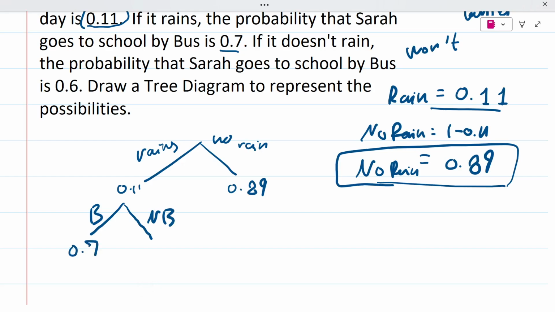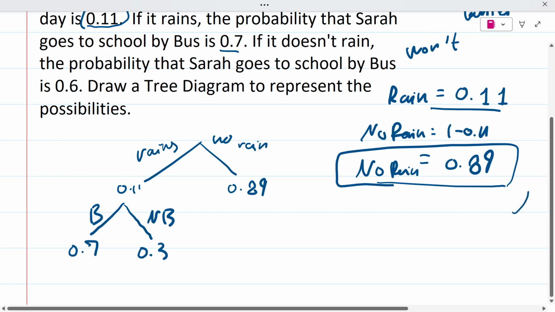0.7 is the probability that she will go to school by bus if it rains. That's 0.7. And the opposite of this, that she doesn't go to school by bus, would be 0.3. You see what I just did there? I just did 1 minus 0.7 and that gives you 0.3. This is exactly what I did over here as well, right? See?